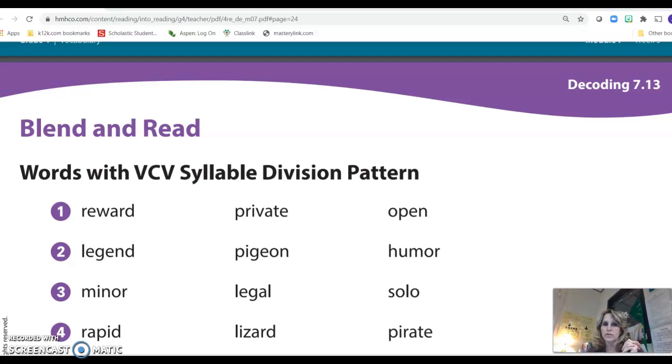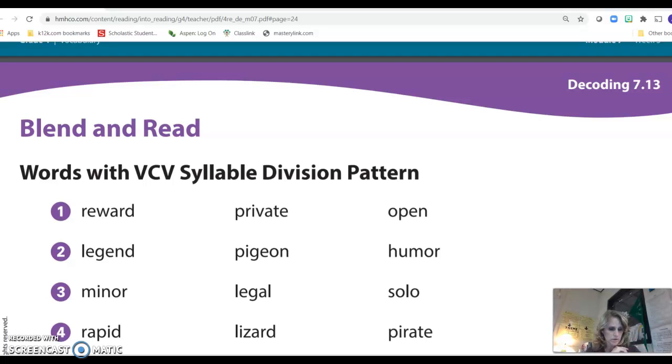So when we're looking at the first row of words here, we're going to say the words out loud. We're going to clap them out because that's always a smart way to find syllables. Saying them out loud also helps you to hear it. And then we're going to decide where they should be broken apart and why.